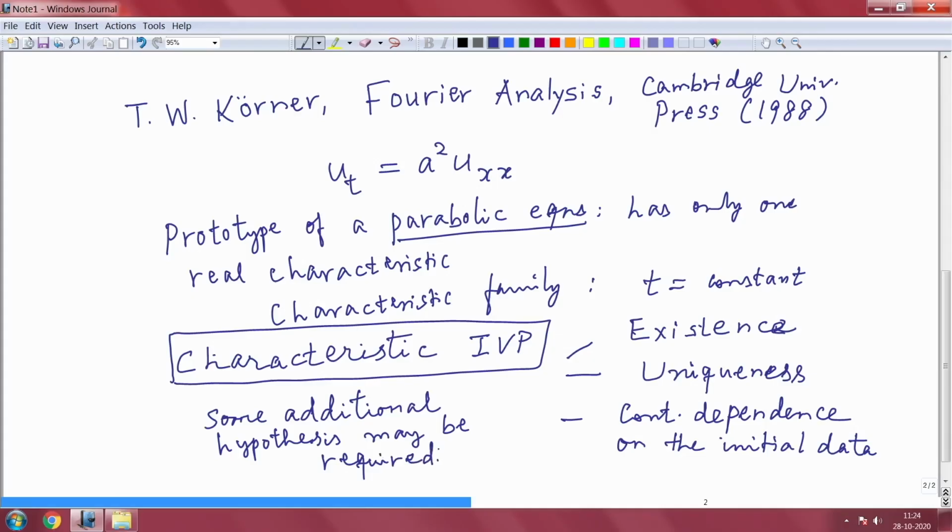So, in fact, there is no uniqueness in general, okay. But if you restrict the initial value to a certain class, then there is uniqueness. As you see, existence will be there. Again, this continuous dependence on the initial data is there only if you restrict the initial data to a certain class.